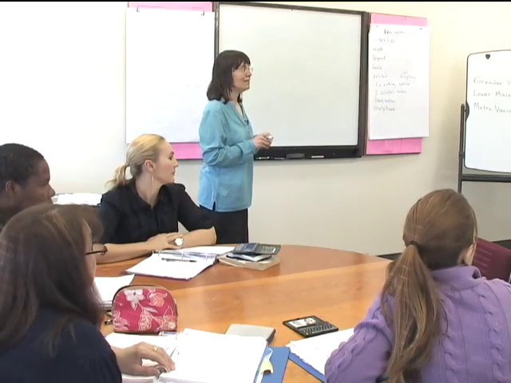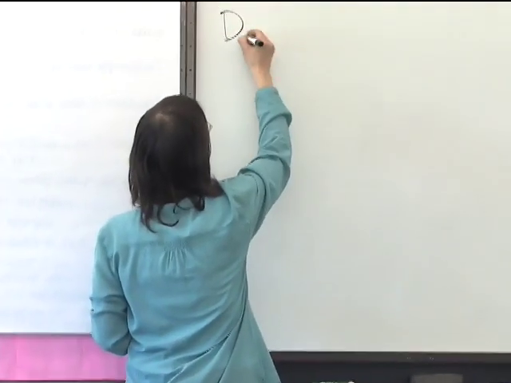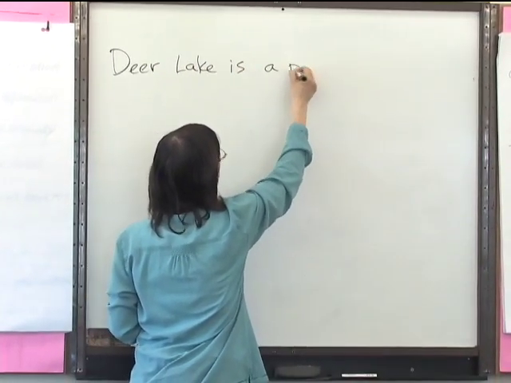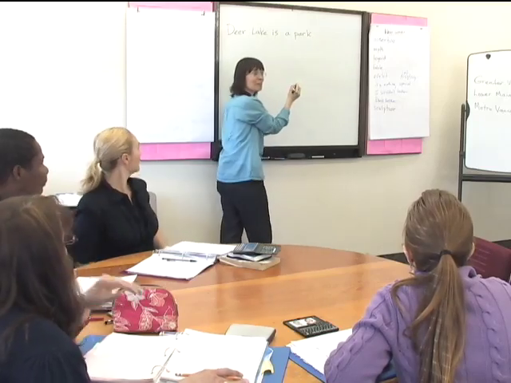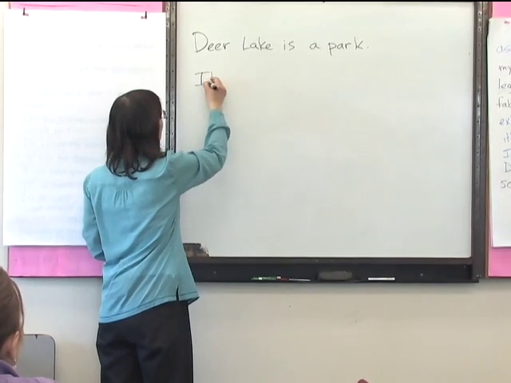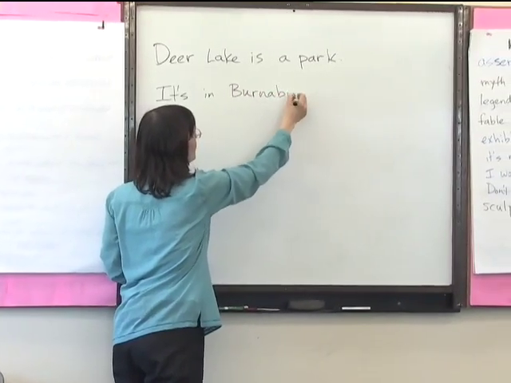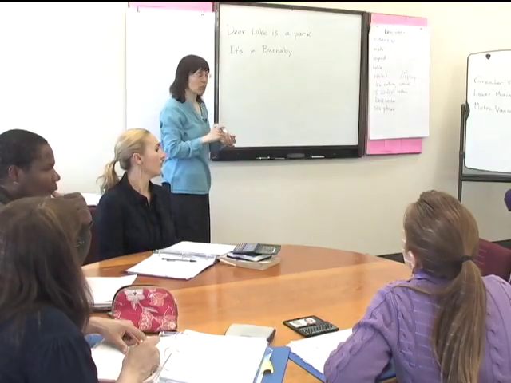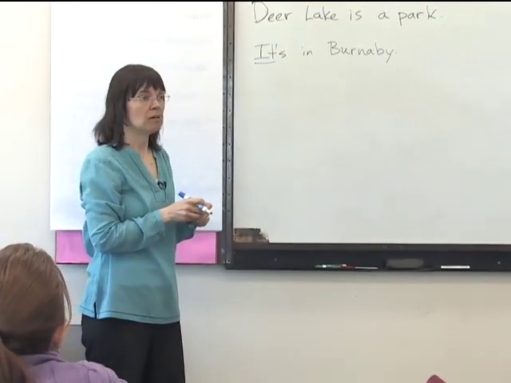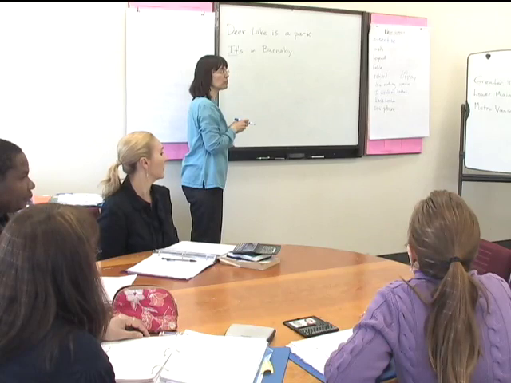Deer Lake is a park. Okay. It's also a lake, of course. Where is it? It's in Burnaby. So looking at the grammar for a minute, what does it mean in this sentence? Deer Lake, and what else? What other word is the same as it?